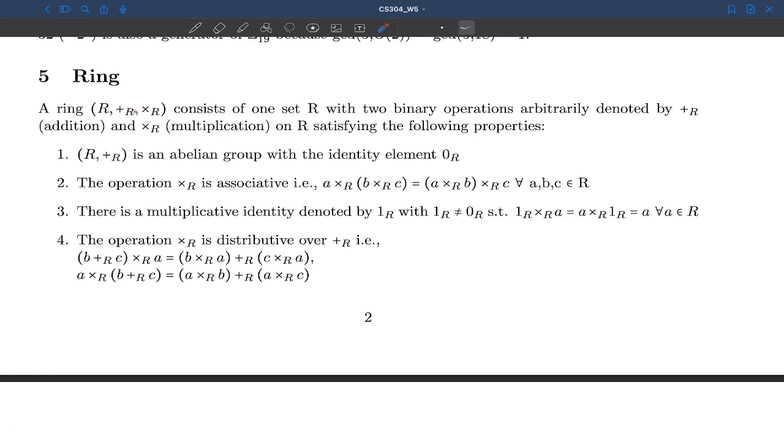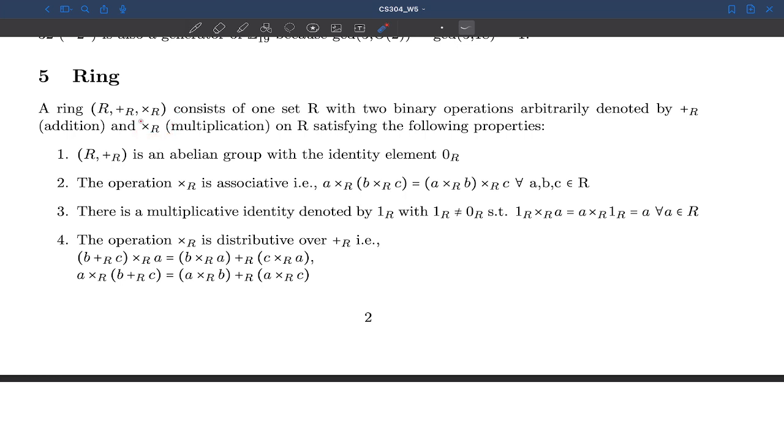In a group we had only one operator, here we have two operators. So here I am clubbing three things: one is a set, one operator, and the other operator. Two different operators I am clubbing with a set. This combination consists of one set and two binary operators, denoted by plus R and multiply R.